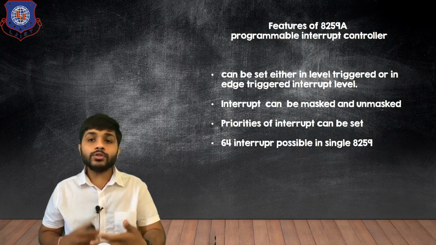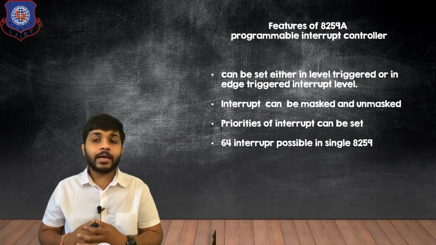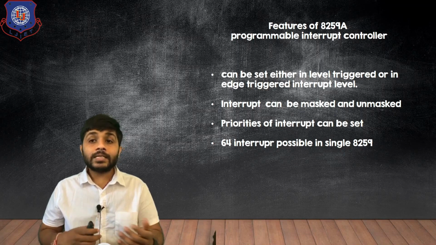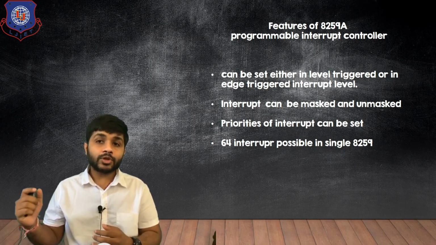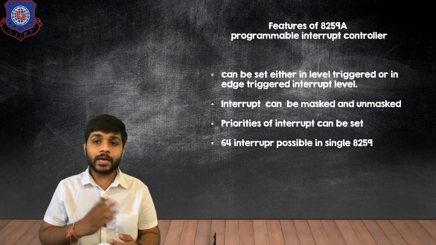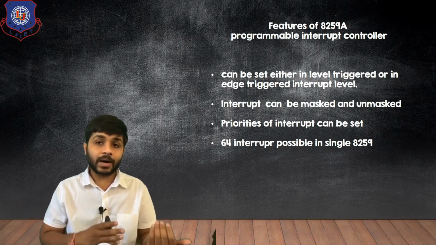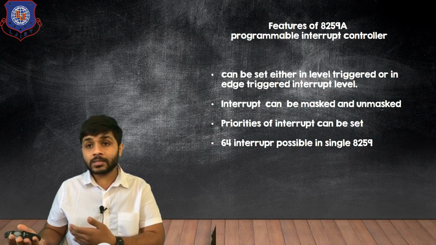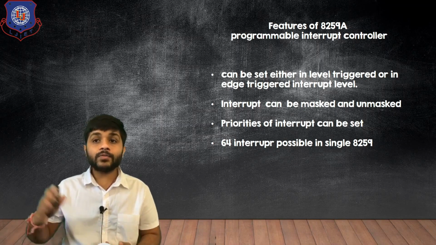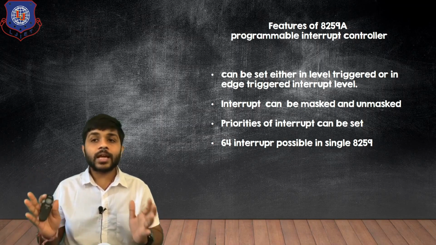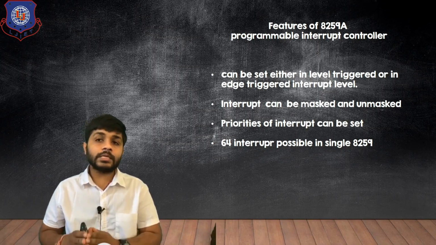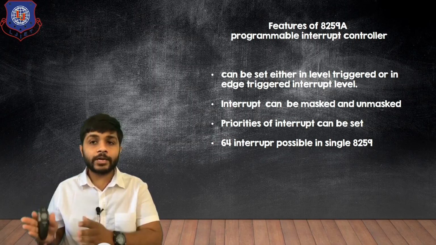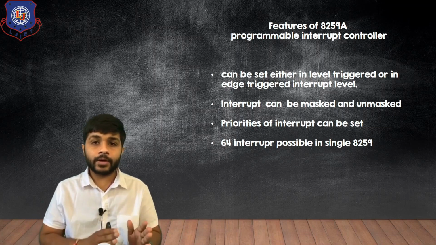So if you want to use more interrupts and if you want to set the priority of different interrupts, if you want to set that one particular interrupt should be level trigger, one should be edge trigger, one particular interrupt should be masked, one should be unmasked, you can also set the priority of the interrupt. So all these things can be done using the 8259A. All you need to do is to interface the 8259A with the 8085.